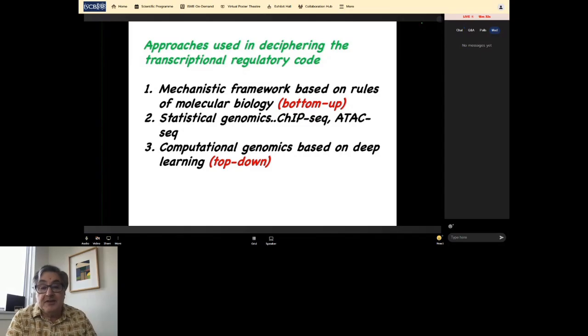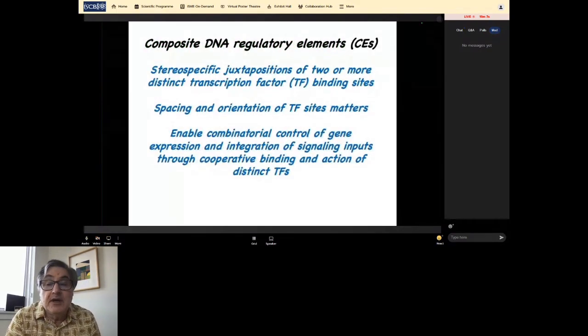Now, if you think about the approaches that have been used to decipher the code, molecular biologists like me started with a mechanistic framework and tried to build up the nature of this code using a bottom-up approach. Of course, statistical genomics has been widely used subsequently, based on the availability of large-scale genomic profiling data sets. And then finally now, computational genomics based on deep learning is being used to address this problem.